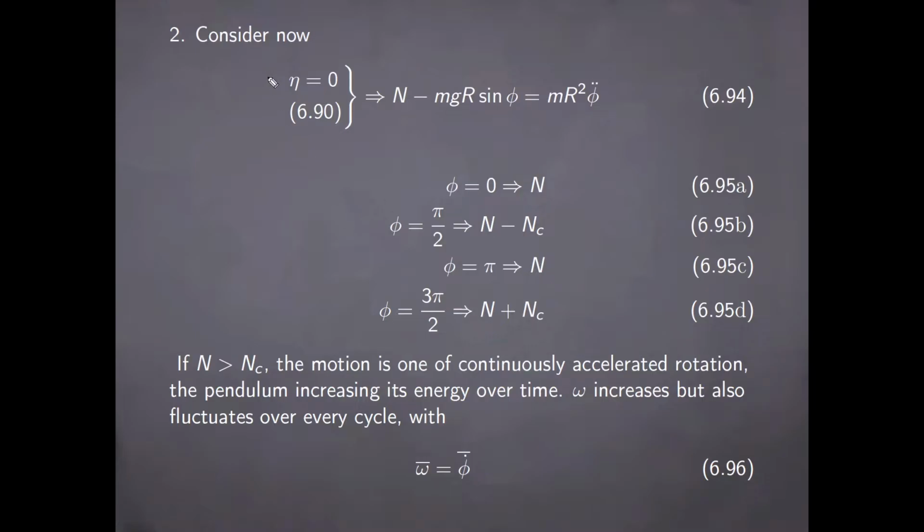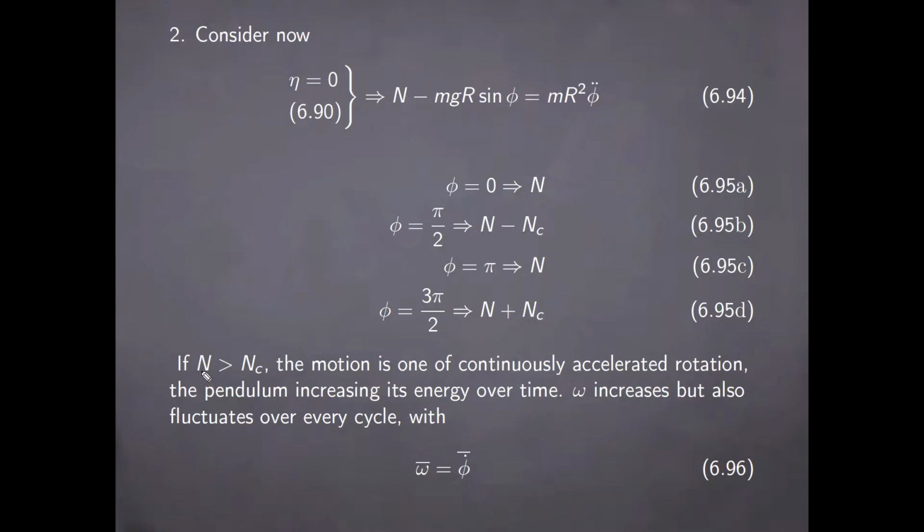The second case involves removing the dissipation from the equation of motion, which leads to the expression here. Then we can see how the value of the driving torque changes throughout a cycle. For various values of phi as the pendulum rotates, we see that the value tends to fluctuate with a plus or minus the critical torque around the initial value of the driving force.